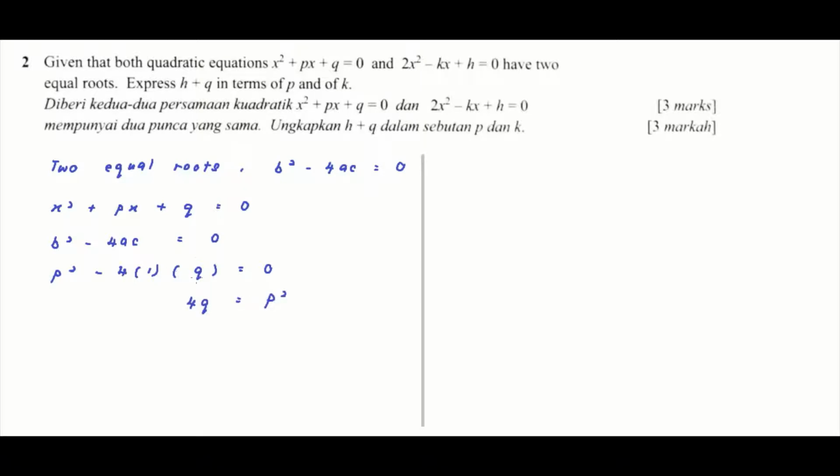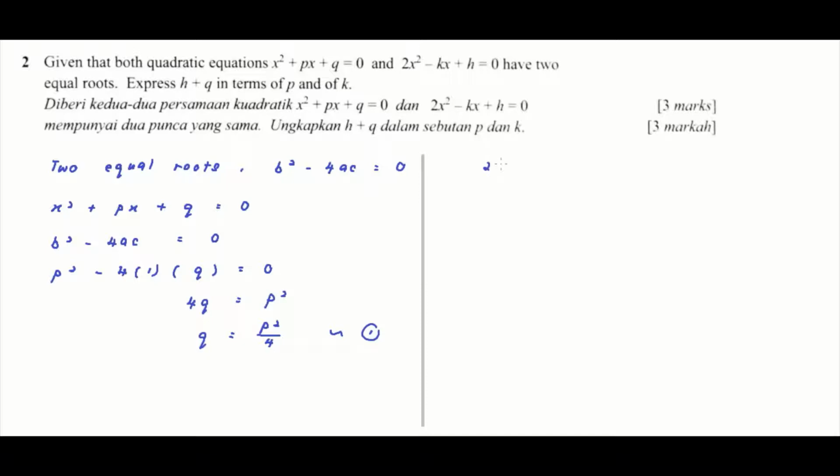Okay, so imagine I'm just bringing this to the back, then after that, I'm writing 4q in front, then p squared at the other side. Okay, so from here, I'll be able to get q equal to p squared over 4. Alright, so this is my first expression that I get. Okay, then after that, move on to the second one.